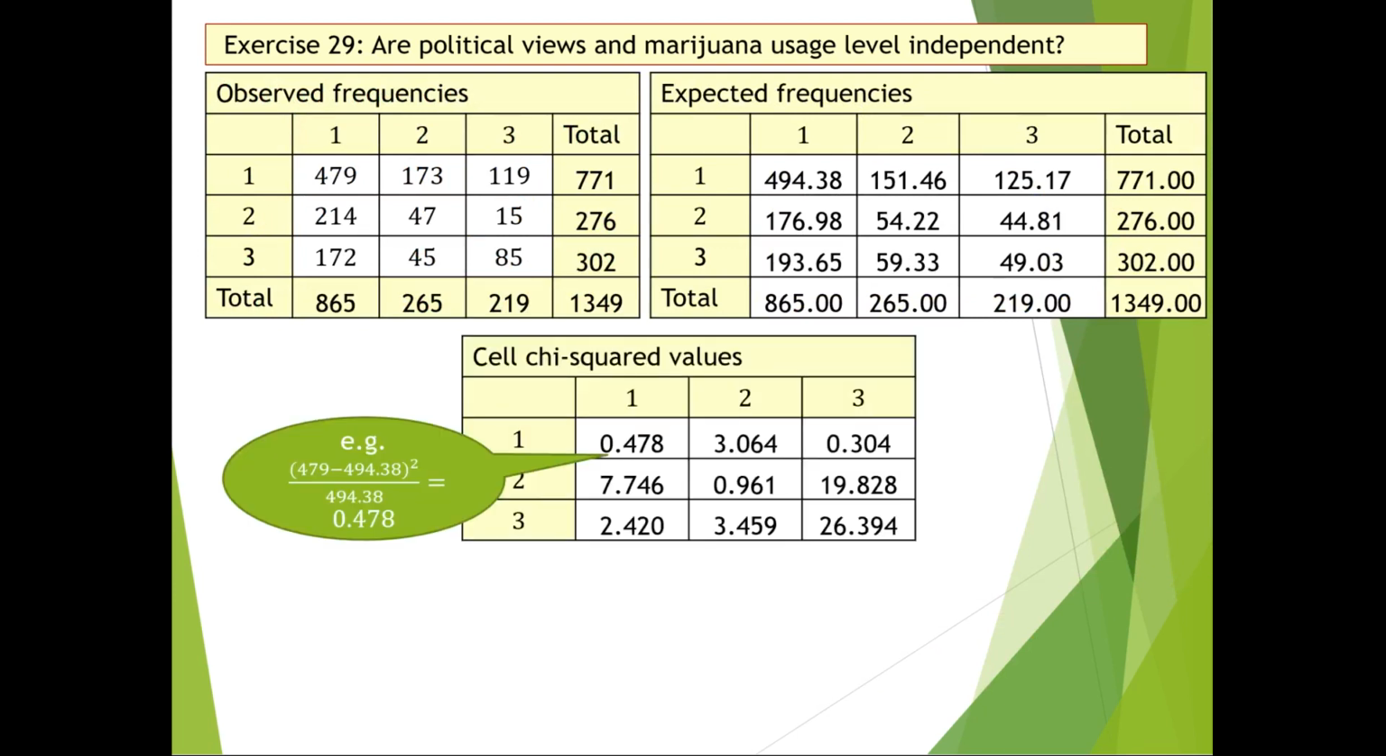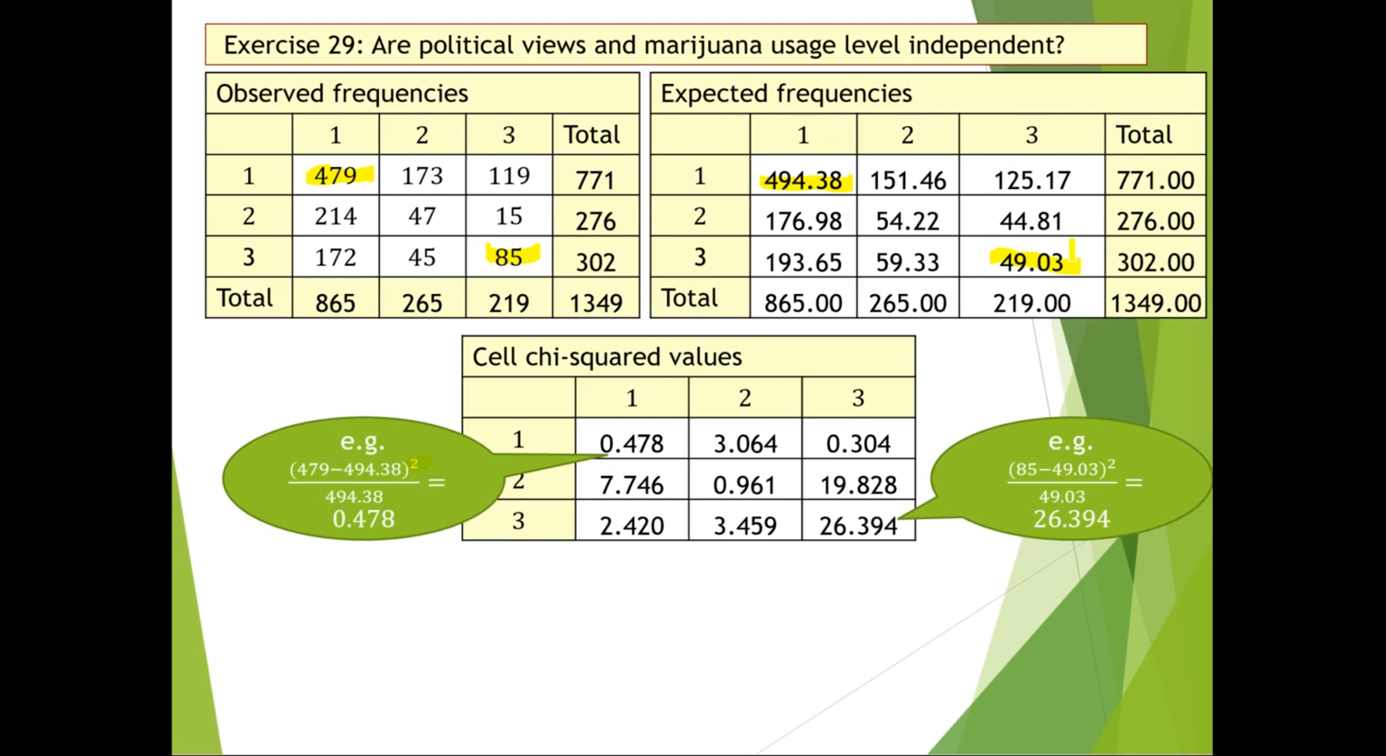If we take 479, subtract the expected frequency, square it, and then divide it by the expected frequency again. Or row 3, column 3, we take 85, compare it to 49.03, square that difference, divide by the expected frequency again. So there's all our cell chi-square values.